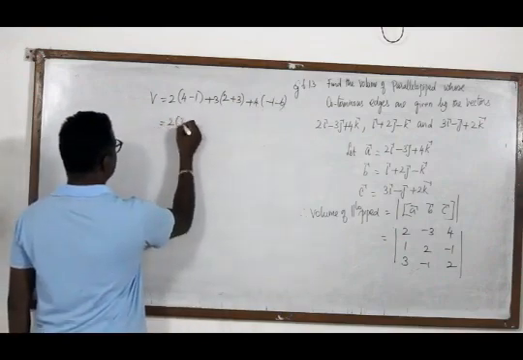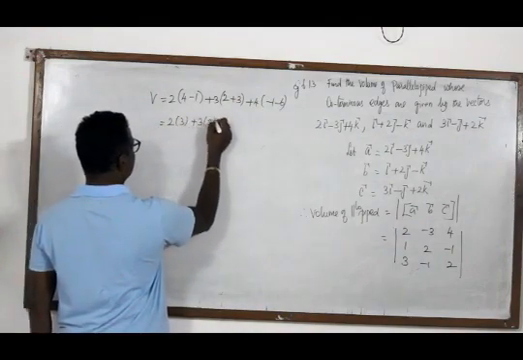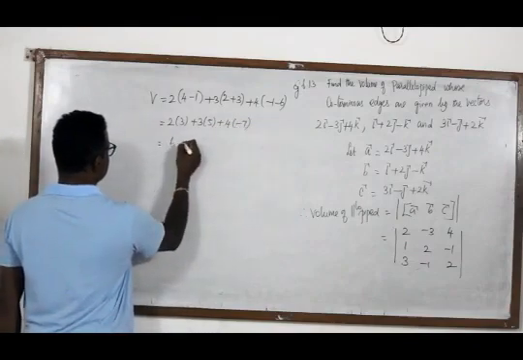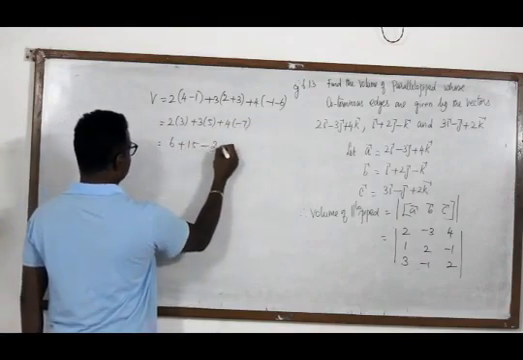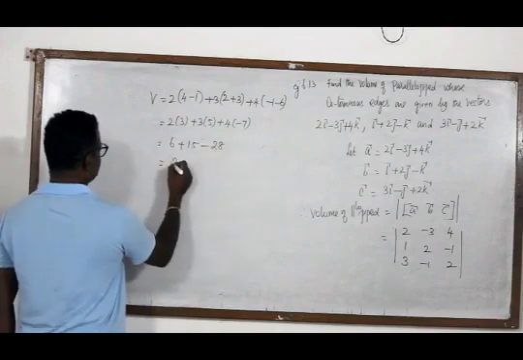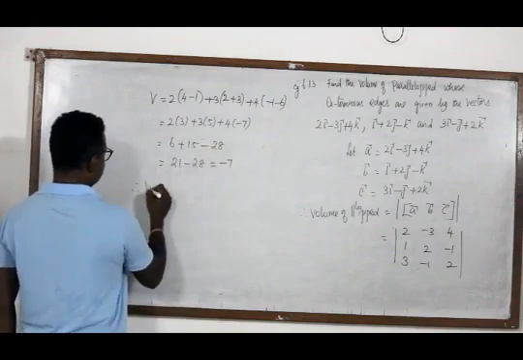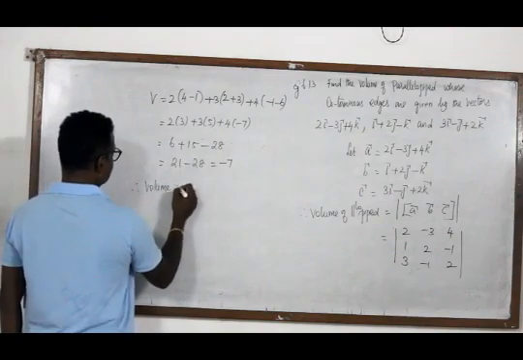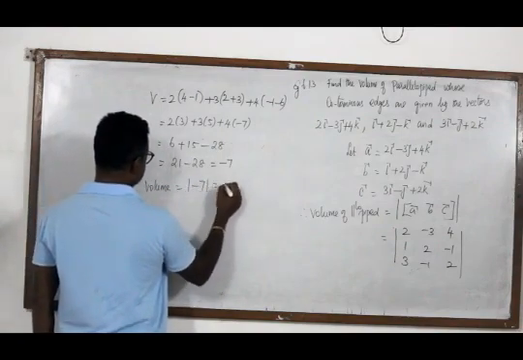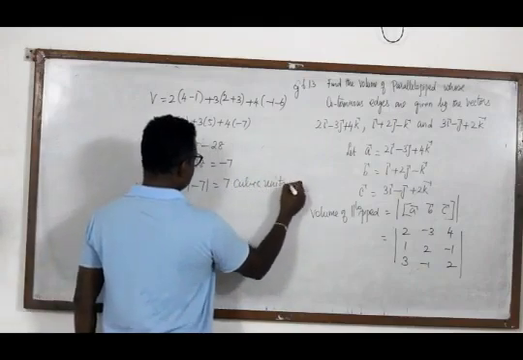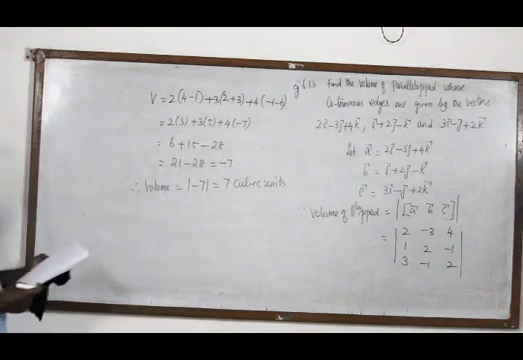It is 2 into 3 plus 3 into 5 plus 4 into minus 7. 6 plus 15 minus 28. So it is 21 minus 28, which is minus 7. Therefore, volume is modulus of minus 7, which is 7 cubic units. This is how we must write the volume.